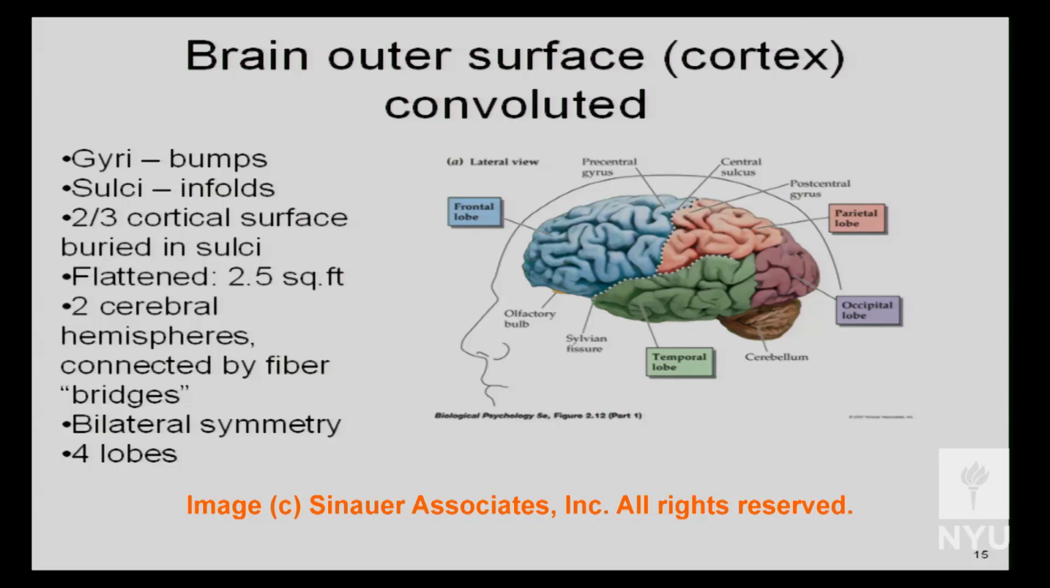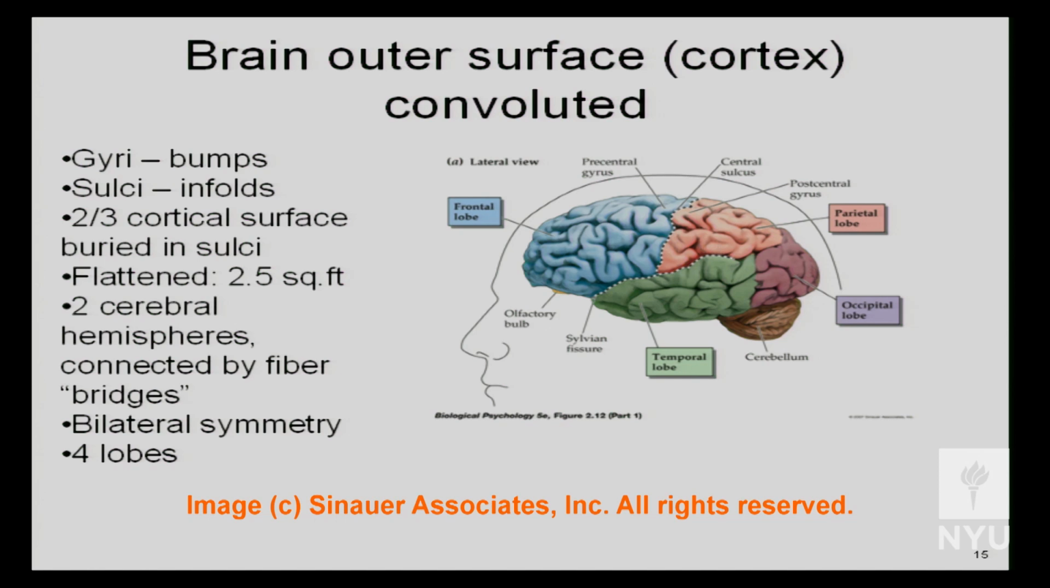Okay, let's talk about a few more key characteristics of the brain. There are all these folds on the brain. The outer part of the fold, the bump of the fold, is called a gyrus, or gyri is plural. The part that goes in is called the sulcus. So this is the central sulcus, that fold that goes in. Just to give you a feeling for how much is buried, 2/3 of our entire cortical surface is within the sulci. So there are very, very deep sulci.